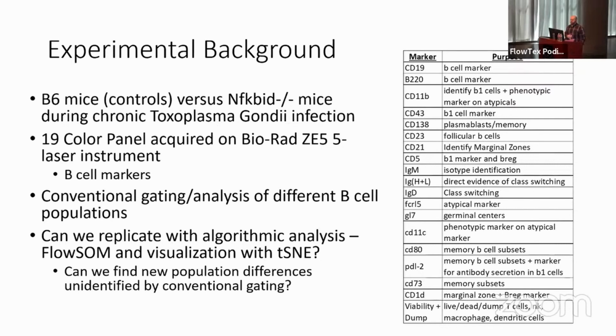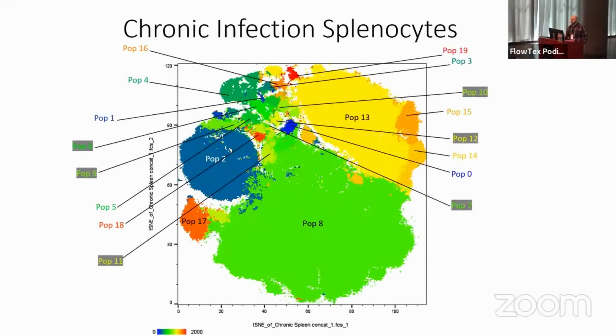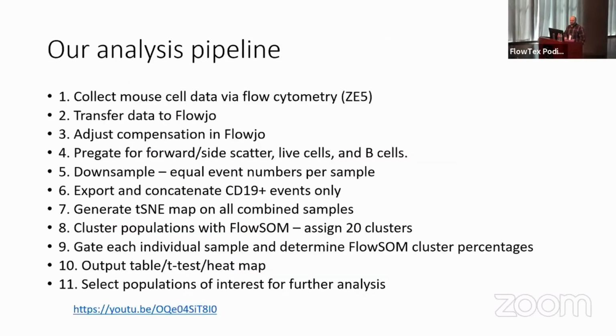And my question was, and they actually published the results, they didn't do any algorithmic analysis. And I said, can I play with your data and try and replicate and maybe find some new populations that maybe you didn't look at? Kind of the holy grail of this stuff. And so we restricted the analysis to just CD19 positive B cells and then went through and did tSNE and FlowSOM following this very regimented pipeline that I had laid out for them. And so we generated 20 FlowSOM populations.